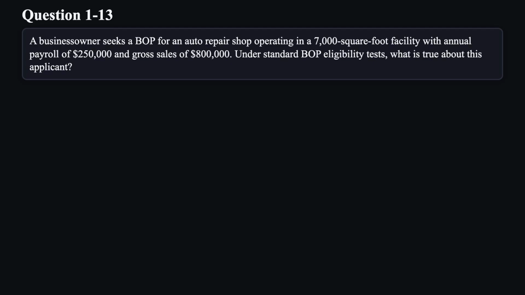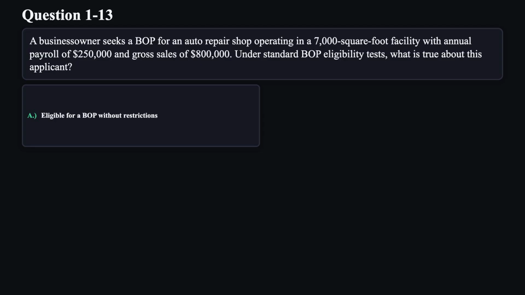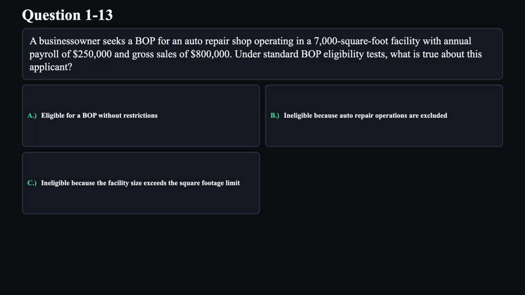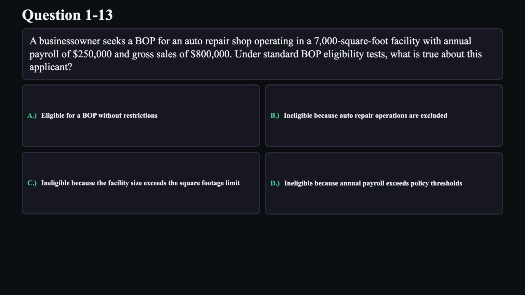Question 13. A business owner seeks a BOP for an auto repair shop operating in a 7,000 square foot facility with annual payroll of $250,000 and gross sales of $800,000. Under standard BOP eligibility tests, what is true about this applicant? A. Eligible for a BOP without restrictions. B. Ineligible because auto repair operations are excluded. C. Ineligible because the facility size exceeds the square footage limit. D. Ineligible because annual payroll exceeds policy thresholds.